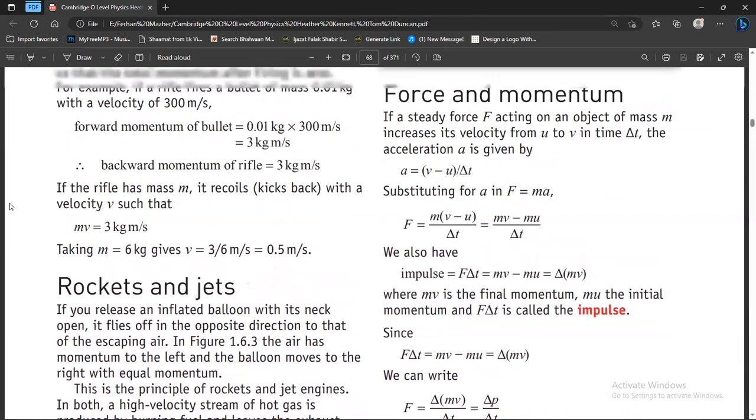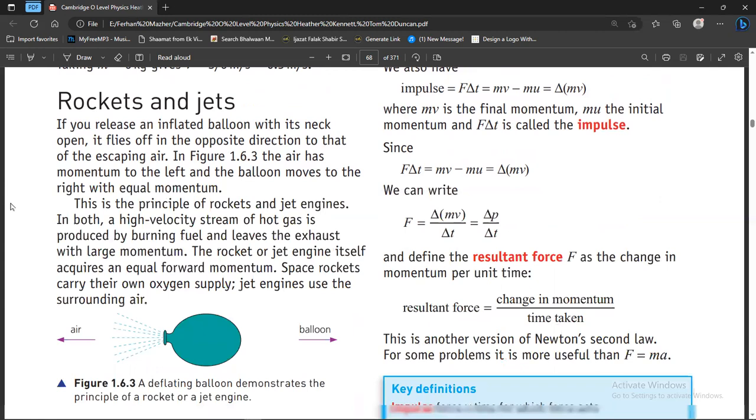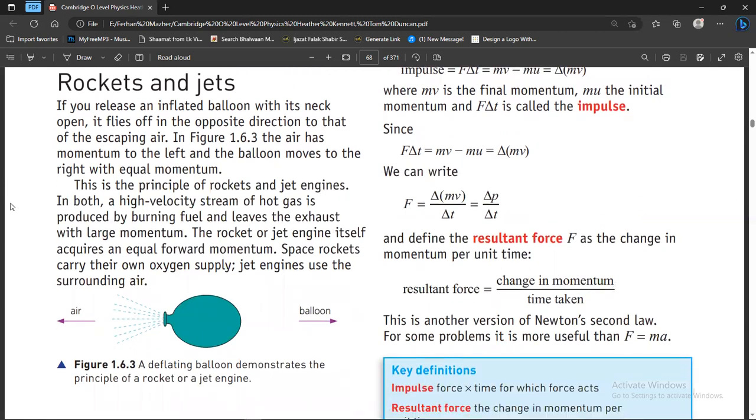So then we have rockets and jets. If you release an inflated balloon with its neck open, it flies off in the opposite direction to that of the escaping air. In figure 1.6.3, the air has momentum to the left and the balloon moves to the right with equal momentum. This is the principle of rockets and jet engines.